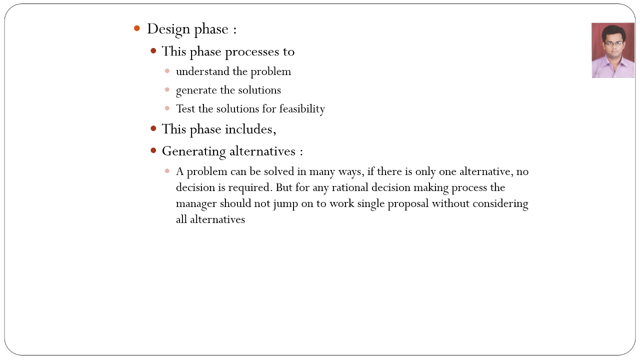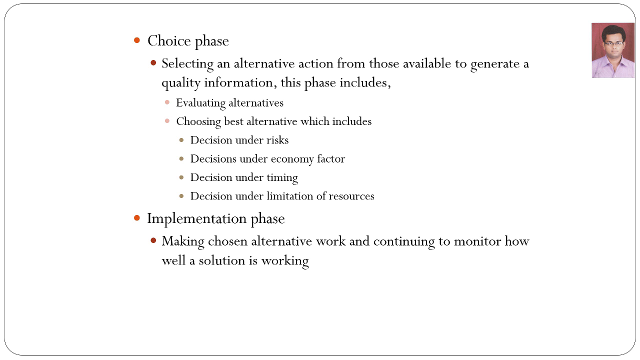The design phase includes understanding the problem, generating the solutions, and testing the solutions for feasibility. This phase includes generating alternatives. A problem can be solved in many ways. If there is only one alternative, no decision is required. But for any rational decision making process, the manager should not jump onto a single proposal without considering all alternatives. Choice phase. This phase is basically for selecting an alternative action from those available to generate quality information.